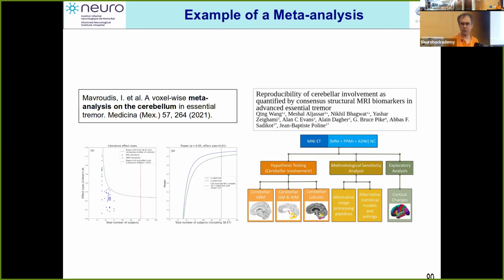I want to take one example of a study that we did. We had that meta-analysis of the involvement of the cerebellum in essential tremor. So we took that meta-analysis, and we did a pre-registration with a much larger cohort. We did some power computation with what we could see in the literature. We created a much larger control cohort, and we tried several analytical pipelines. We pre-registered all those things.